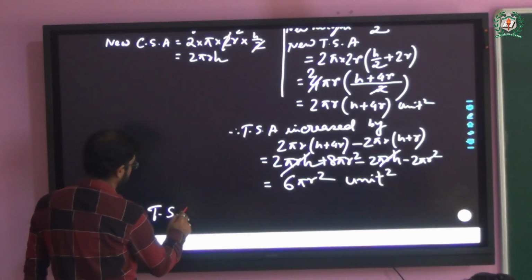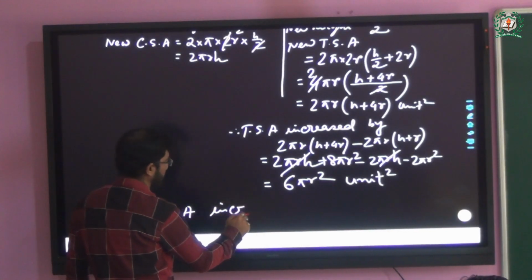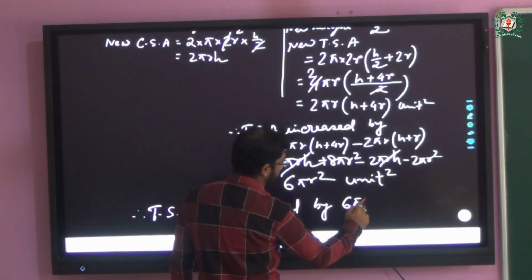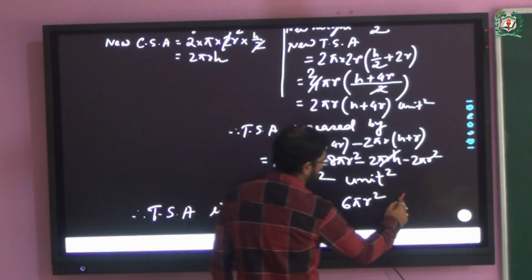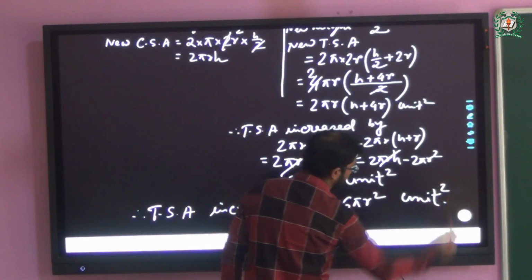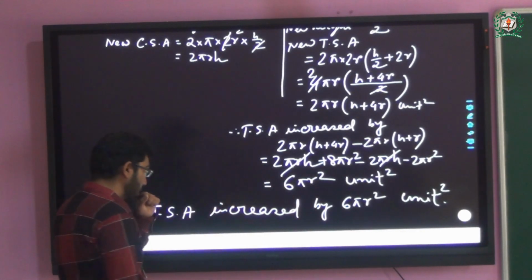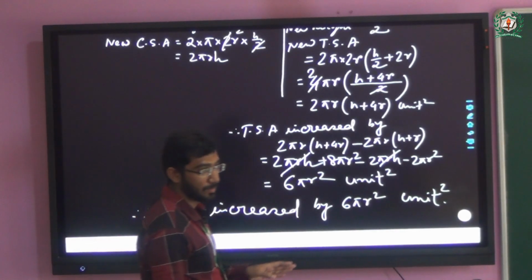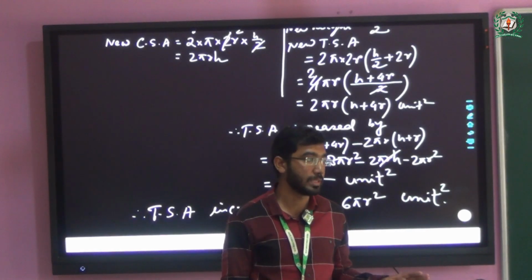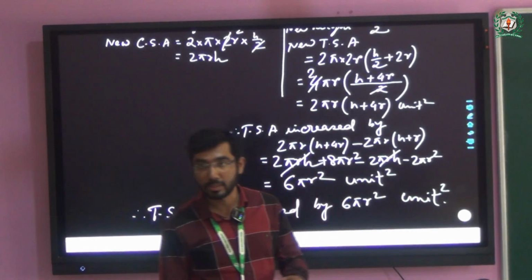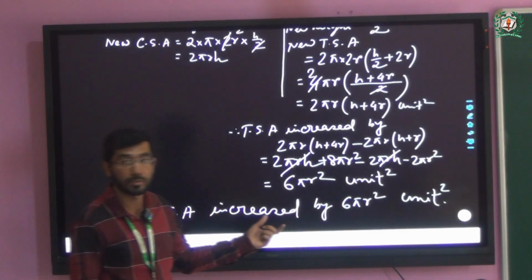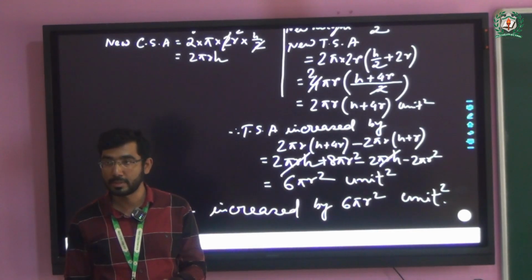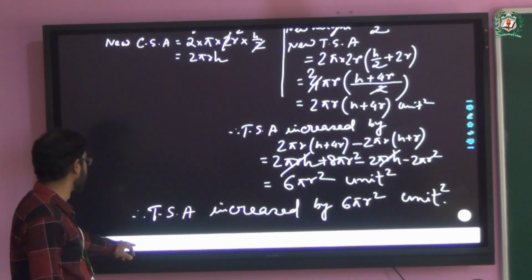Therefore total surface area increased by 6 pi r square unit or in unit square. Clear? So just compare that the curved surface area remains the same, there is no change in the curved surface area, but in case of total surface area it is increasing by 6 pi r square unit, isn't it? Clear? Anybody any doubt up to this? Okay, come to the next question.